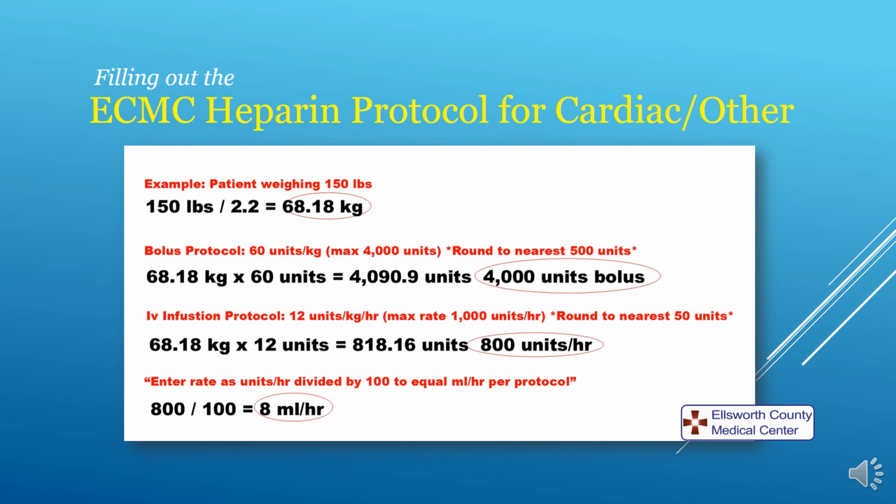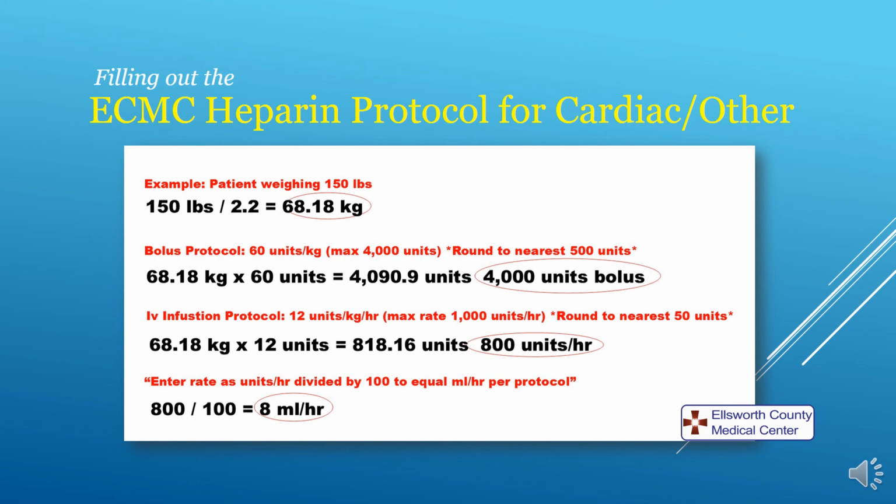Here is the cardiac patient weighing 150 pounds. 150 pounds divided by 2.2 equals 68.18 kilograms. The bolus protocol states 60 units per kilogram with a maximum of 4,000 units, rounding to the nearest 500 units. So 68.18 kilograms times 60 units equals 4,090.9 units, which is above the maximum of 4,000 units, so we give a 4,000 unit bolus.